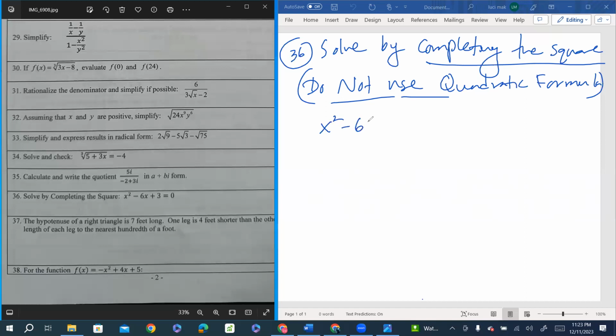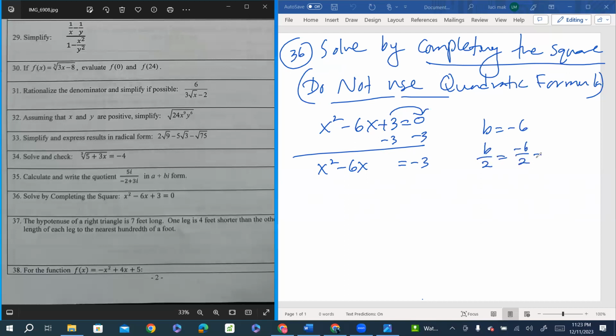So x squared minus 6x plus 3 equals 0 is what you have to solve. This is how you solve by completing the square. You subtract the 3 on both sides to move the 3 to the other side. So you basically have x squared minus 6x, let's keep a small space for completing the square, equals negative 3. Now, here a is 1, b is negative 6. We want to do b over 2 first, so negative 6 over 2, which is equal to negative 3. And you want to do b over 2 squared. That's what you want to add to complete the square. So negative 3 squared is positive 9. So add a 9 to both sides of the equation.